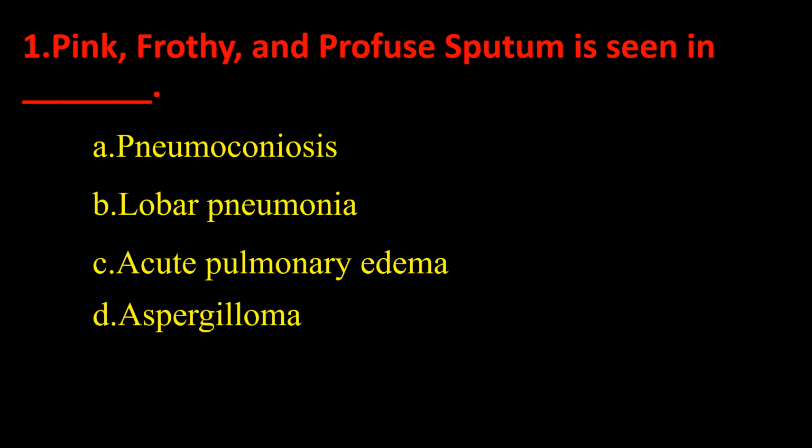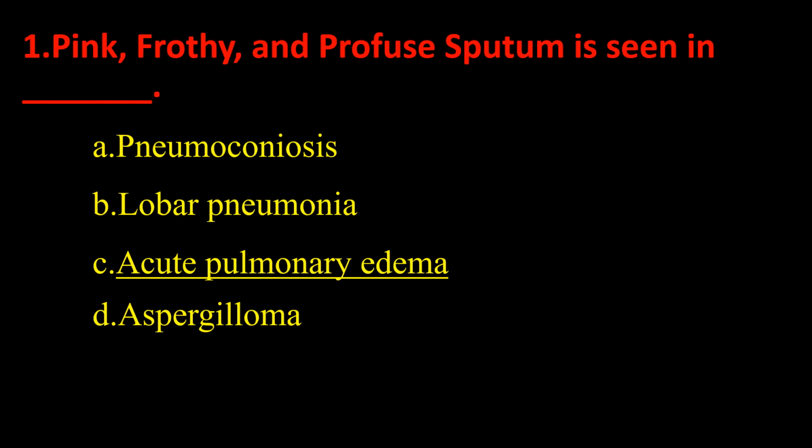Number 1, pink, frothy and profuse sputum is seen in dash condition. A. Pneumoconiosis, B. Lobar pneumonia, C. Acute pulmonary edema, D. Aspergilloma. So here the answer is acute pulmonary edema.